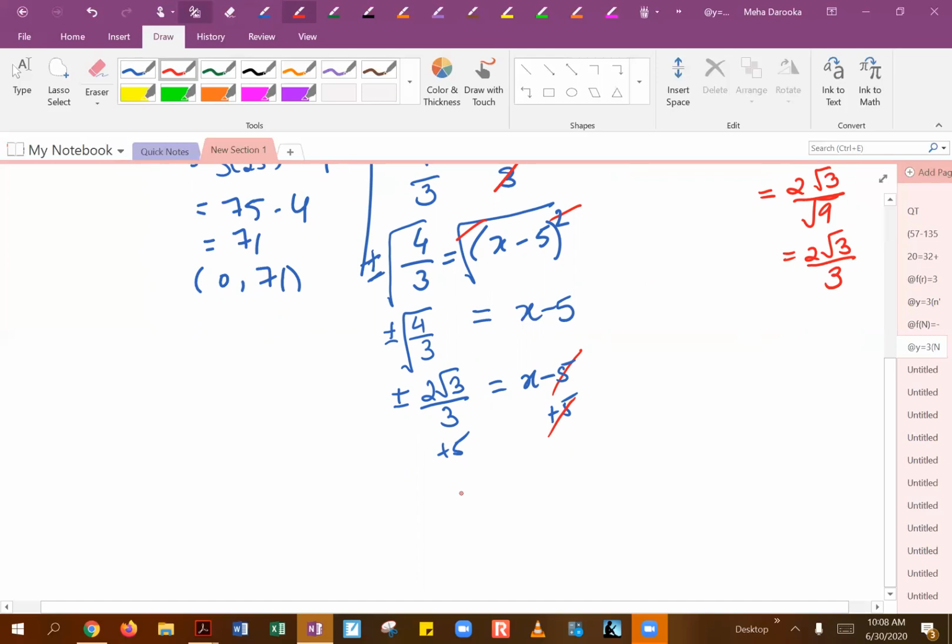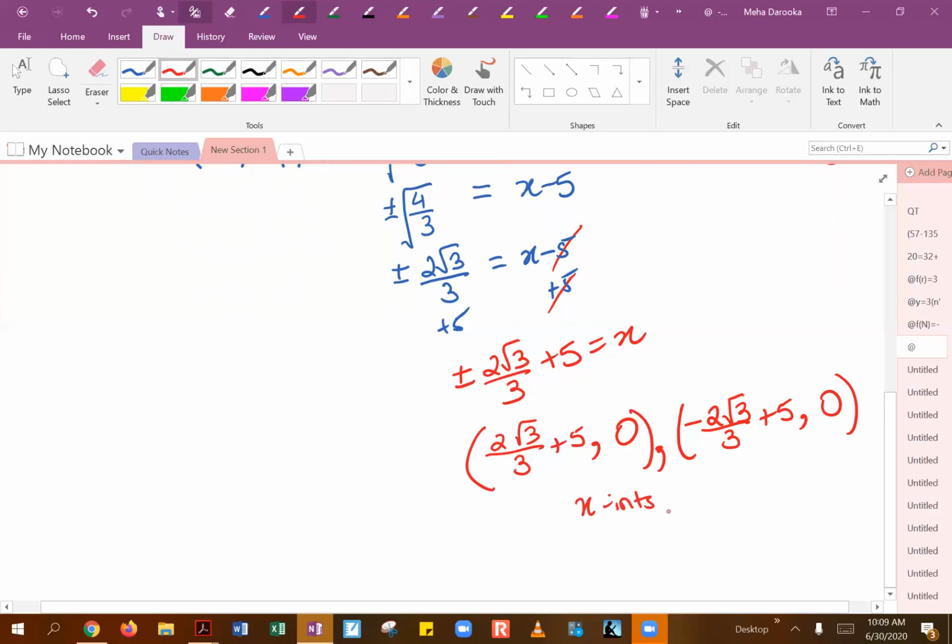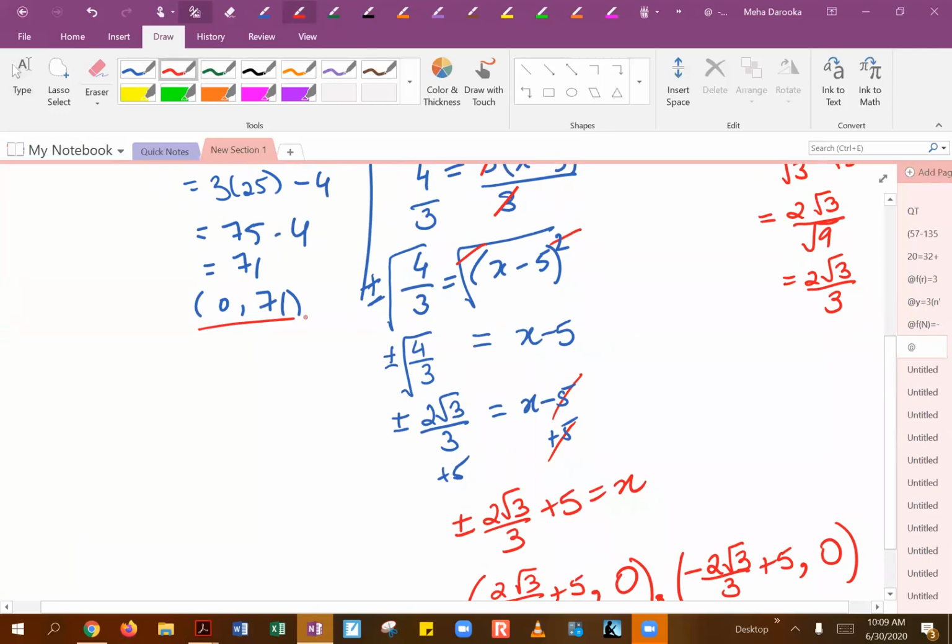So we've got plus or minus 2 square root of 3 over 3, and you're adding 5 to it to get your x-intercepts. So if you had to write these as ordered pairs, that would be positive 2 square root of 3 over 3 plus 5. Remember, our y value was 0, so that would be comma 0. Your second ordered pair would be negative 2 square root of 3 over 3 plus 5, and again, comma 0. These would be your x-intercepts. And then, of course, we've got our y-intercept over here.